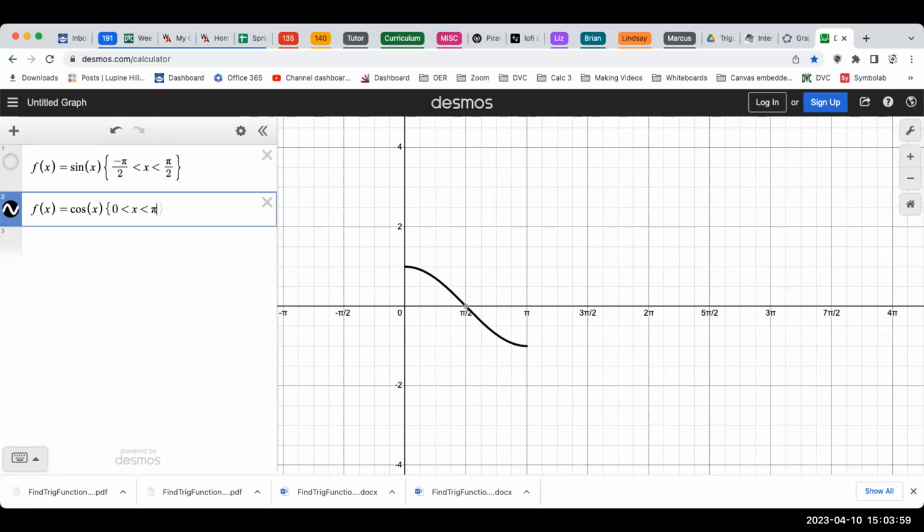Let's see if that's true. So here, this has coordinates negative pi over 2, negative 1. So the inverse function swaps the x's and y's. So it'll have 1, negative pi over 2. 0, 0 stays at 0, 0. And then this is pi over 2 comma 1. So now it'll be 1 comma pi over 2.